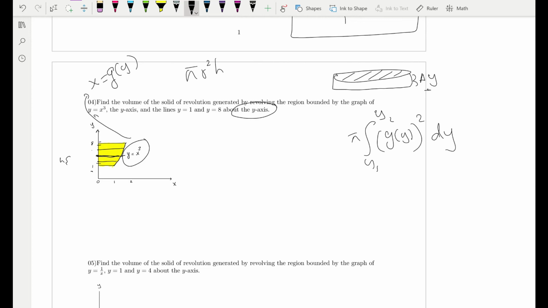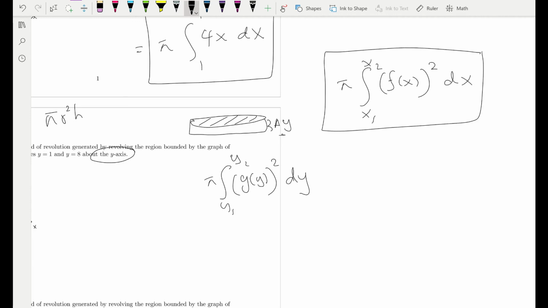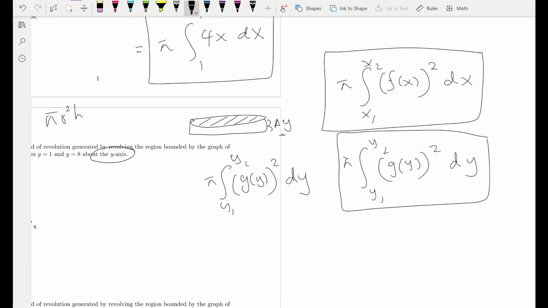So the only difference here is that when you rotate a curve around the x-axis, the volume is pi, limits of x, the function written with respect to x, squared, dx. So that's if you rotate it around the x-axis. But if you rotate it around the y-axis, the limits belong to y. The function should be written in terms of y because now you are integrating with respect to y. And the radius is now the function itself, but written in terms of y when you're rotating around the y-axis.